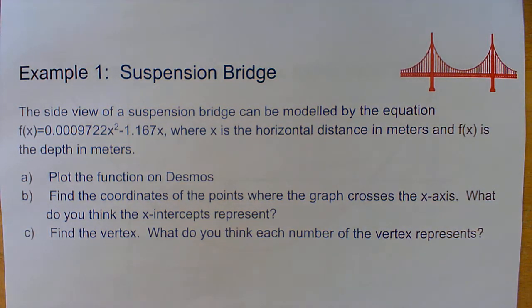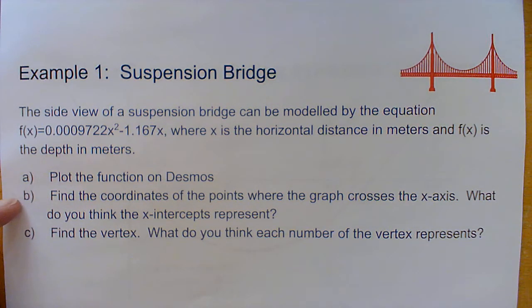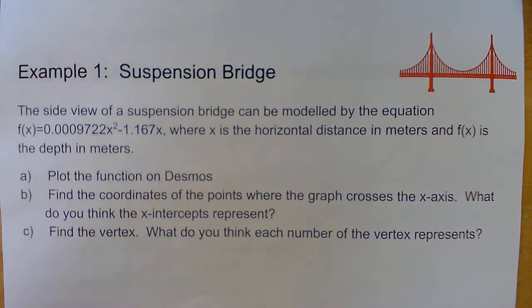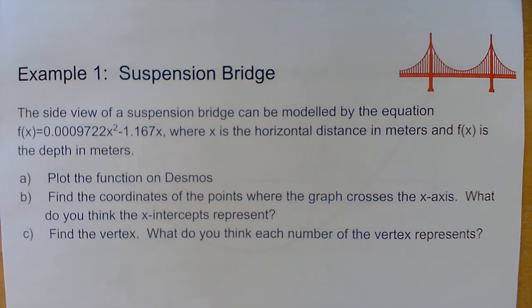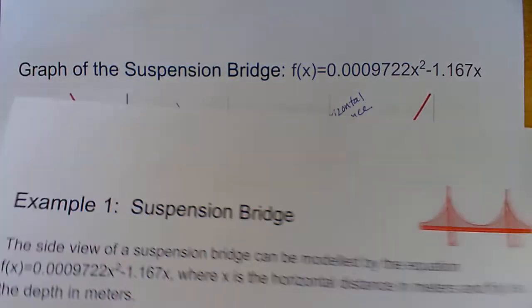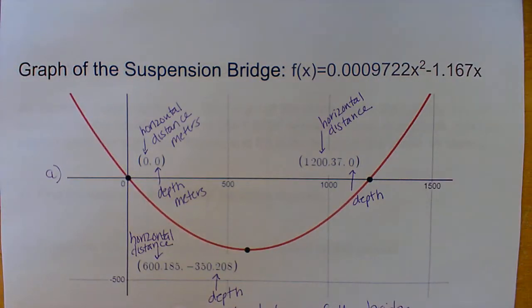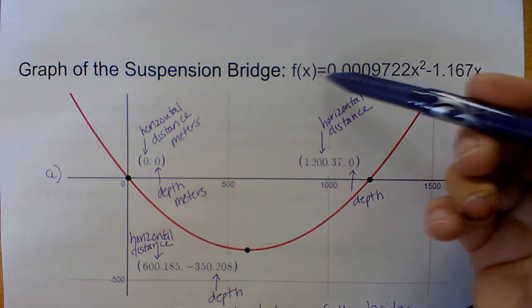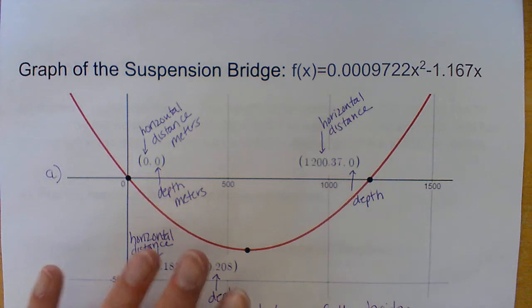What we're going to be doing is first plotting it on Desmos, as we're going to be doing with all of them, finding the coordinates of the points where the graph crosses the x-axis, seeing what they represent, finding the vertex, and what we think each number of the vertex represents. So let's go. Remember, here is the bridge. In graphing it on Desmos, you can just put in exactly what the equation is. It's going to give you this.